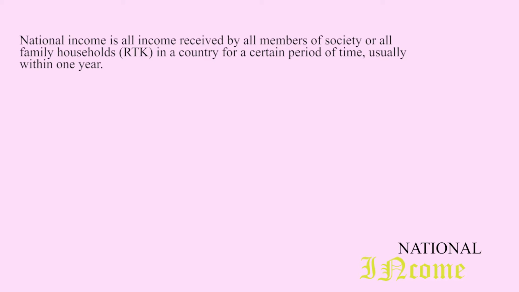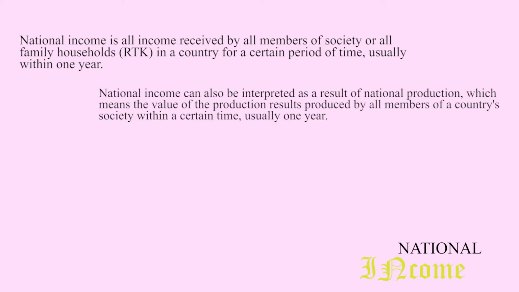National income is all income received by all members of society or all family households, or you can say RTK, in a country for a certain period of time, usually within 1 year. National income can also be interpreted as a result of national production, which means the value of the production results produced by all members of a country's society within a certain time, usually 1 year.